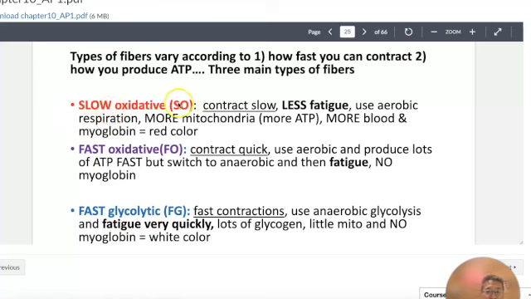So slow oxidative means it contracts slow. Okay, it uses oxygen, so it uses aerobic respiration. The fast oxidative contracts quickly, and it also uses oxygen. The slow one, you have less fatigue. As you can imagine, walking slowly in the park, you will still use muscle and still use energy. Fast one is when you're training for a marathon or something.